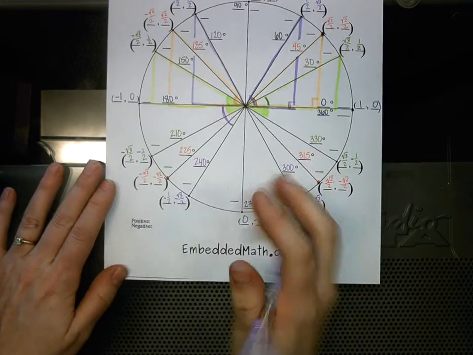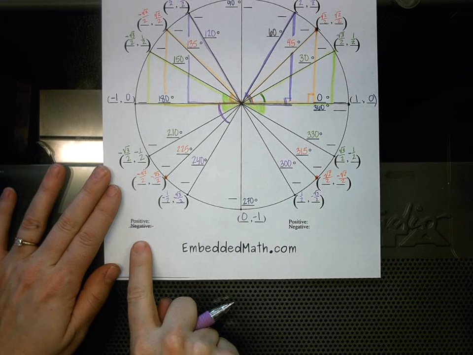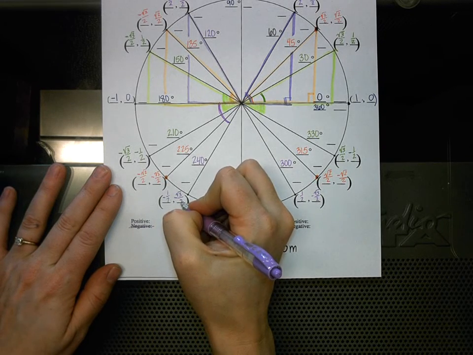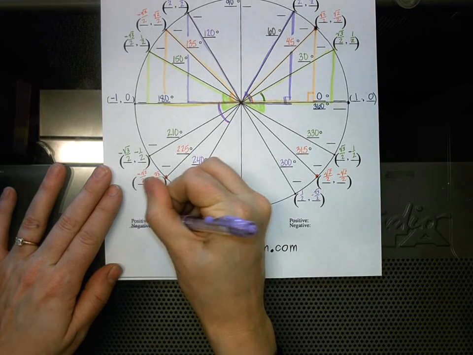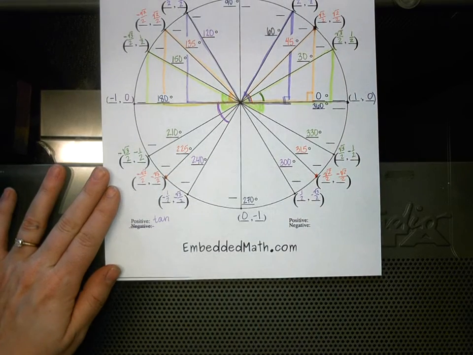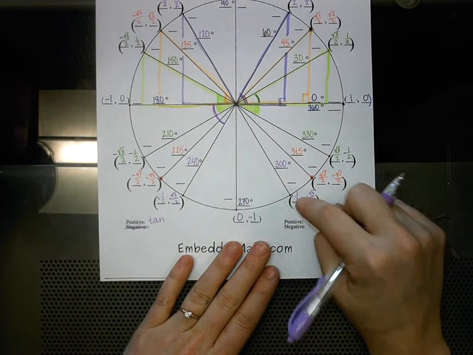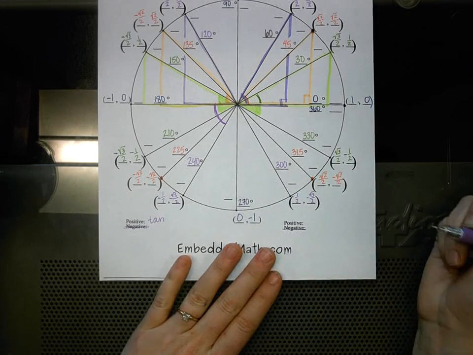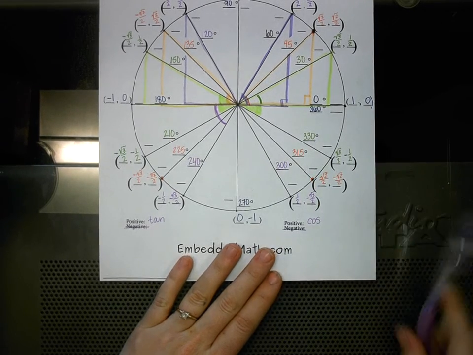Which value is positive in quadrant 3? Well, a negative divided by a negative is positive, so only tangent is positive in quadrant 3. Which value is positive in quadrant 4? Cosine. Cosine is positive in quadrant 4.